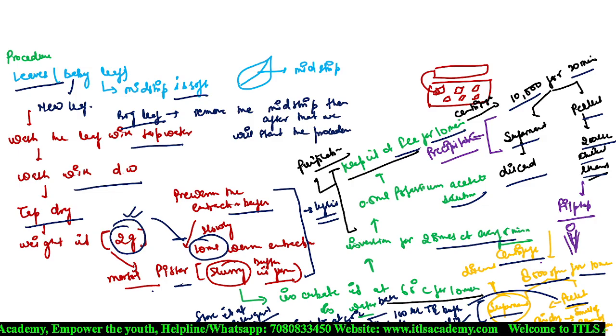Ma'am, why do we do the centrifuge a second time? First, for confirmation. If any impurities remain after the first centrifuge, those impurities will be removed when we do the second centrifuge.